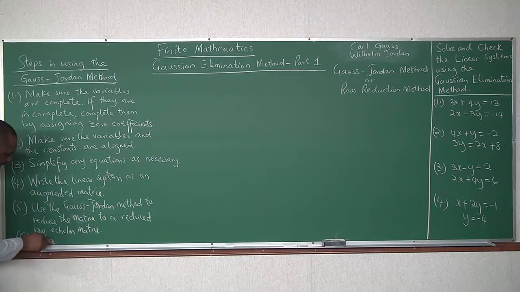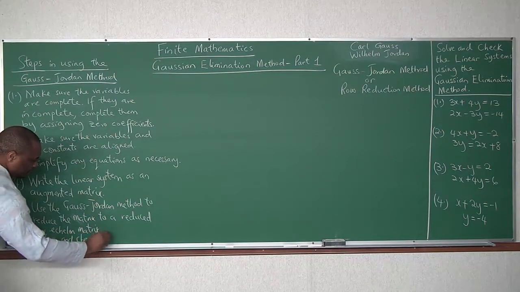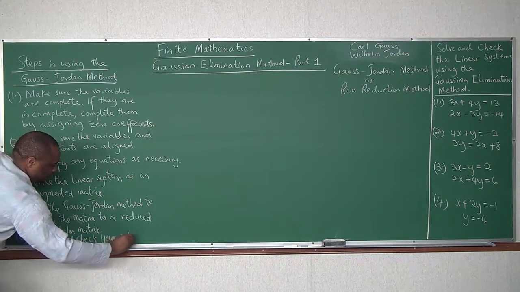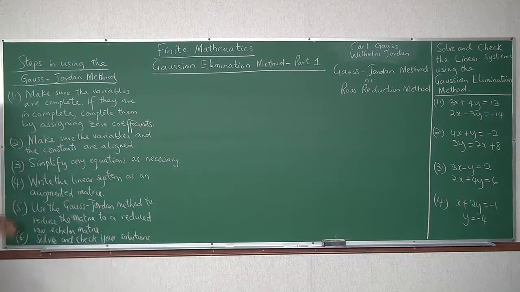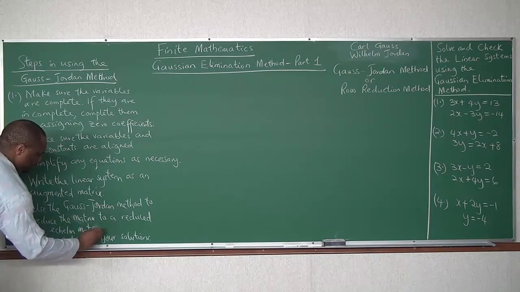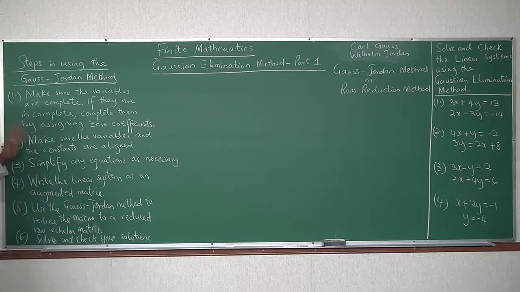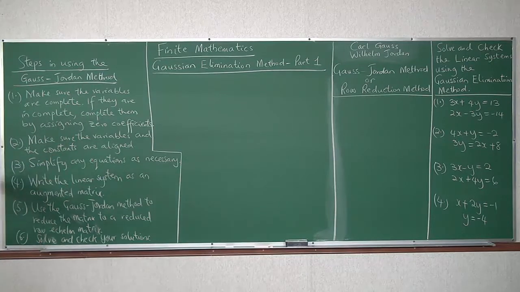Solve and check your solutions. Solve the problem. Of course, when you're doing that, you have solved it, and then you check your solutions. So these are the kind of steps you need. This is just the steps in using the Gauss-Jordan method.